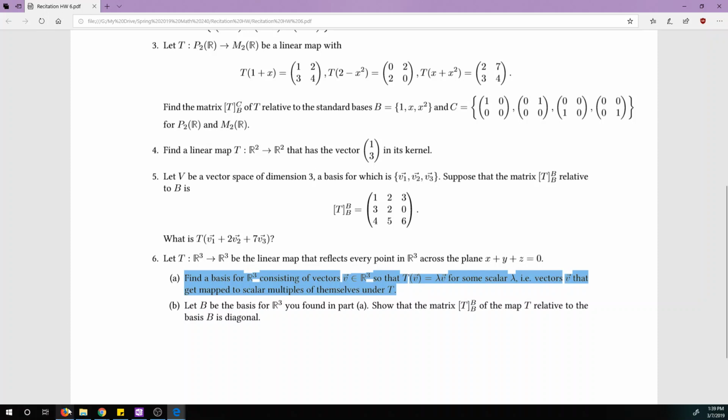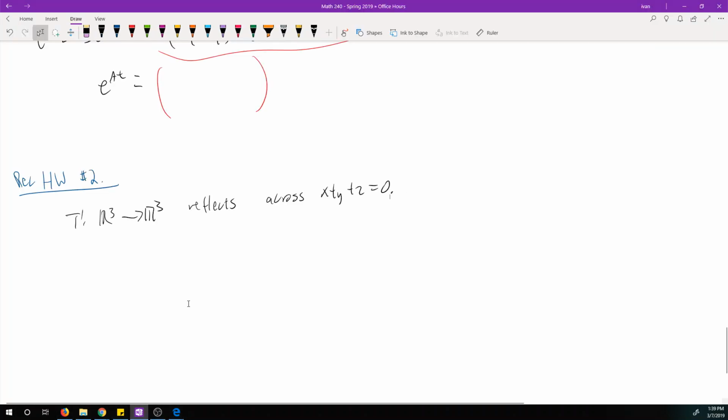All right, so for part A, you have your eigenvectors already, which are two vectors in the plane, and the normal vector, right? And these two vectors in the plane have to be linearly independent, of course. So those are the three eigenvectors.